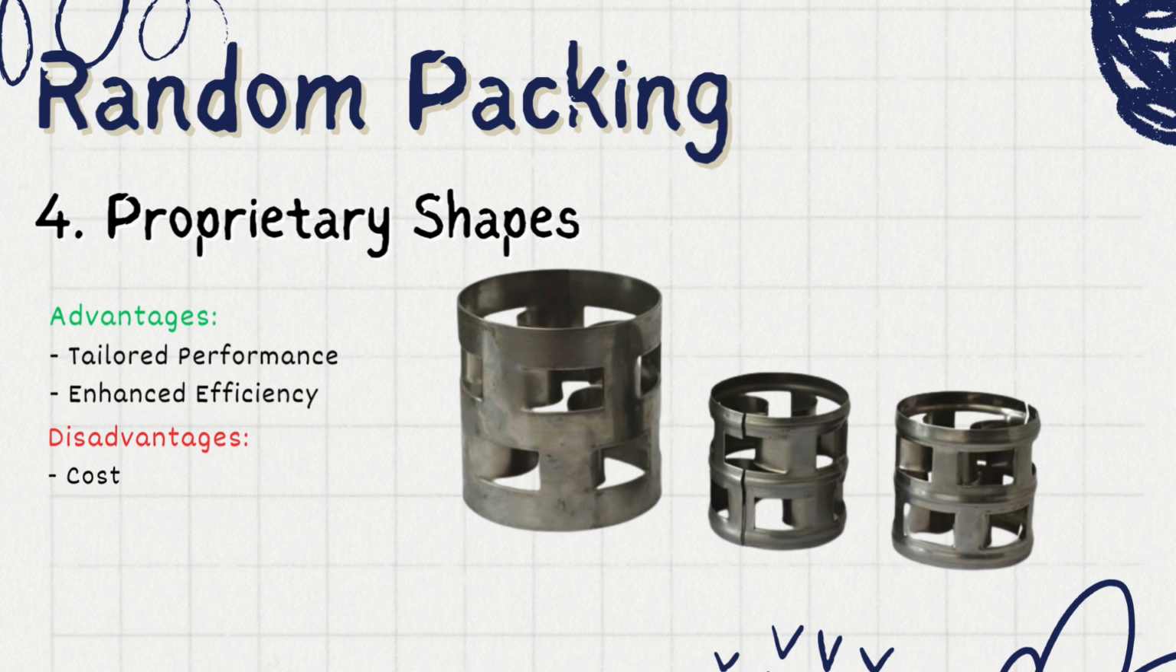Okay, then guys, talking about the disadvantage, as you all know this type of packing is designed for specific applications, they are generally more expensive due to their specific designs. So talking about cost point of view, they are the most expensive compared to the typical random packings. Okay, so guys, this was a brief about the 4 types of random packings. So guys, till now we have discussed the 3 types of structured packing which are used in packed distillation column, and 4 types of random packings which can also be used in packed distillation column.